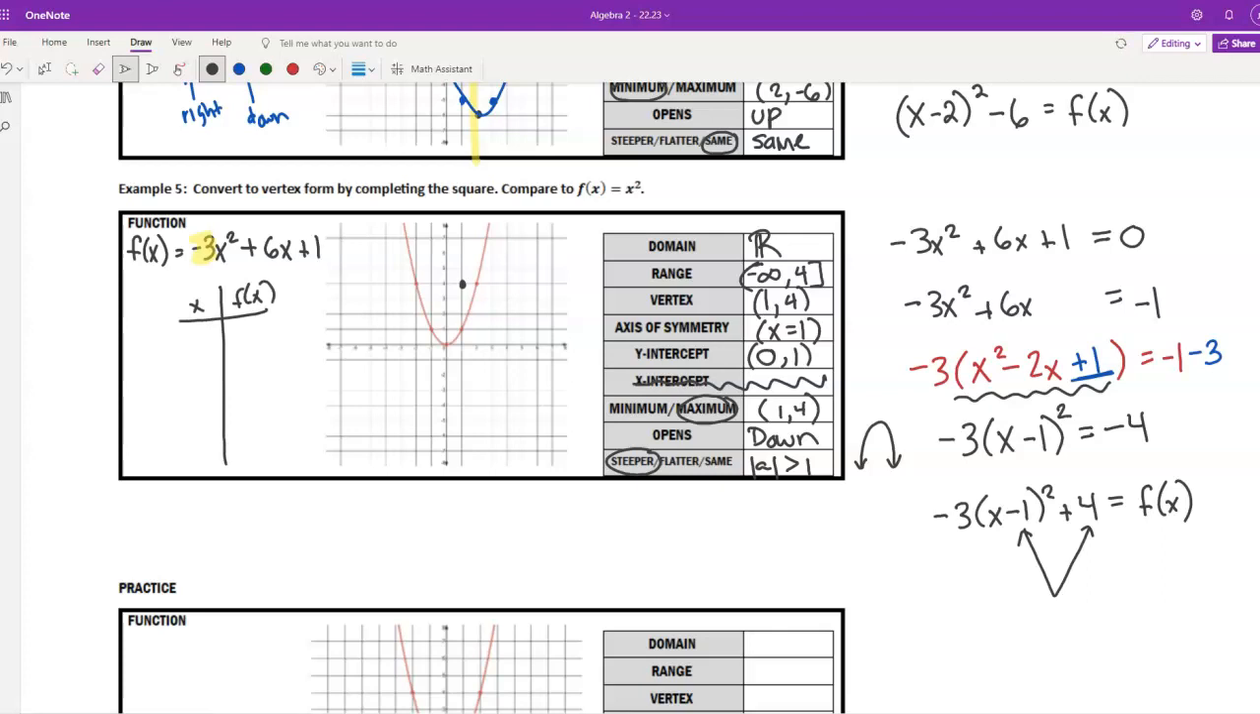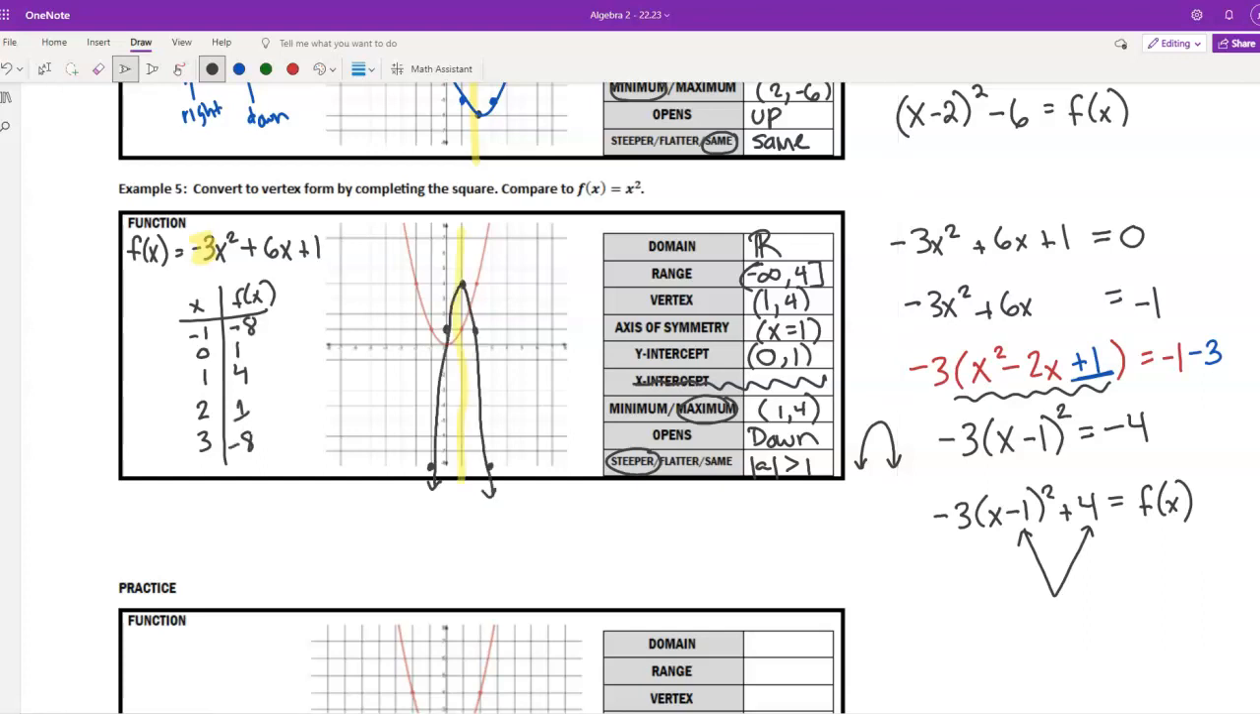Now I've got a good idea of what points I want to choose to graph. So go ahead and stop here. I'm going to plug in some points based off of my vertex. So 1 and 4, I'm going to plug in 0 and negative 1, and I'm going to plug in 2 and 3. Press play in just a second to see the final results.